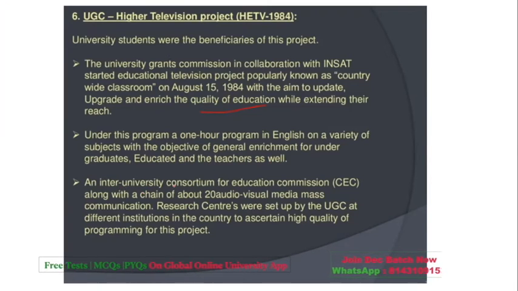The Inter-University Consortium for Education Commission, along with a chain of 20 audio-visual mass communication research centers, was set up at UGC to ascertain the quality of programming for these projects.